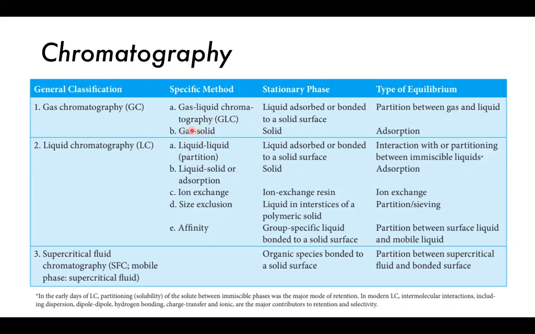So what does that mean? Basically the gas is the mobile phase, and then this other one is the stationary phase. So in this case, it's a liquid, or in this case, it's a solid. The stationary phase is a liquid absorbed or bonded to a solid surface. That's in case of A, and in case of B, it's a solid. And then the type of equilibrium we have here is a partition between the gas and the liquid. And here we have adsorption of the gas onto the interface of the solid.